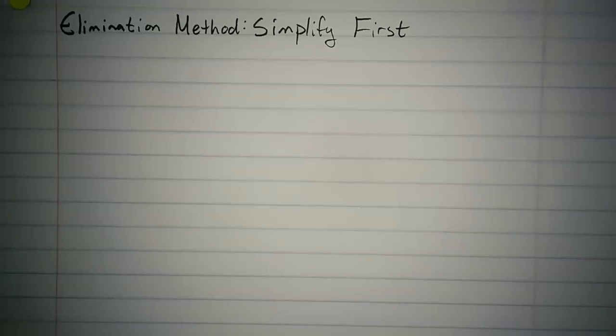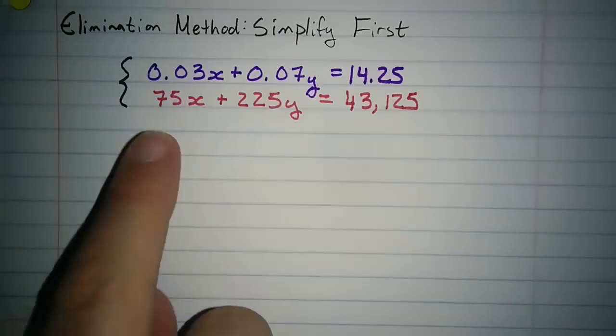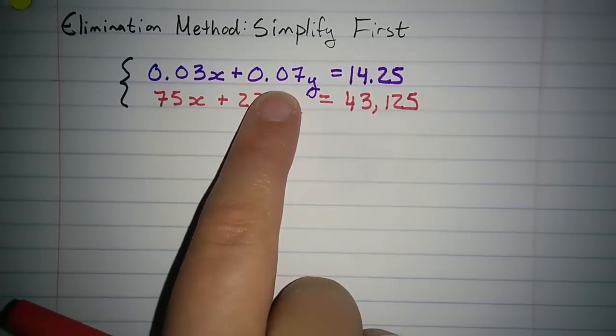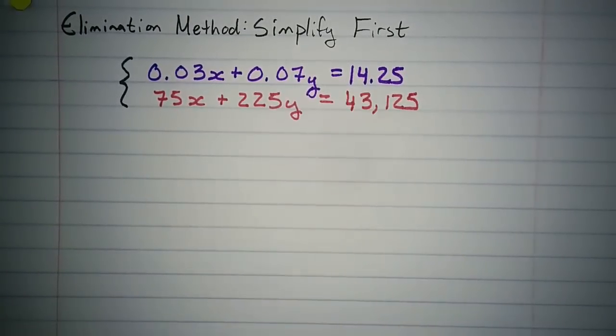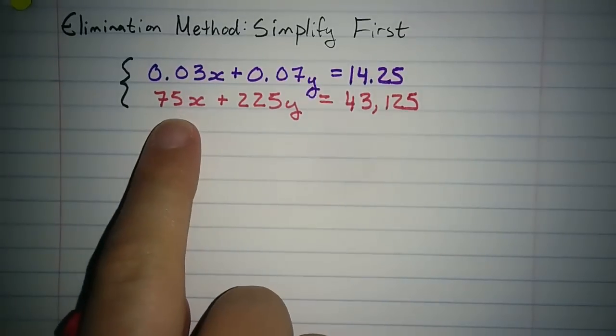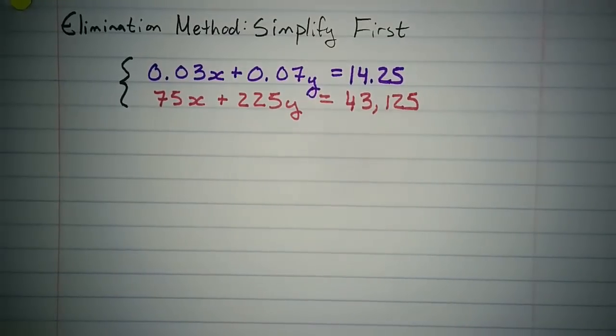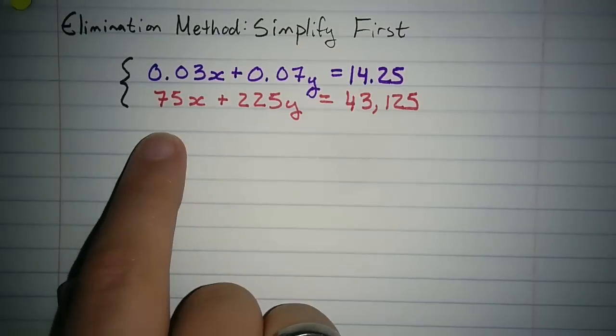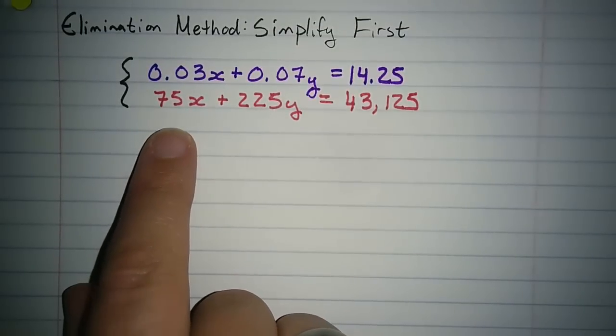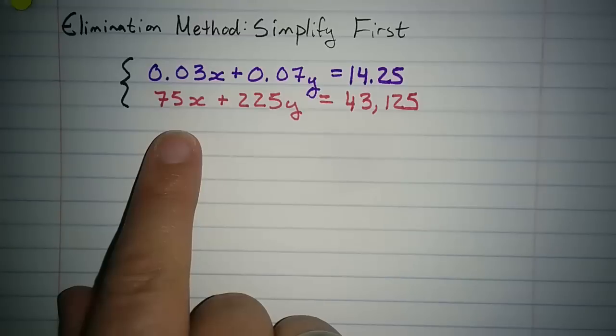Let's take a moment to look at a kind of system that we're likely to see in a typical application. 0.03x plus 0.07y equals 14.25, and 75x plus 225y equals 43,125. Now this is a perfectly good system, and I could at this point go ahead and solve it using the techniques that we met in the first video.